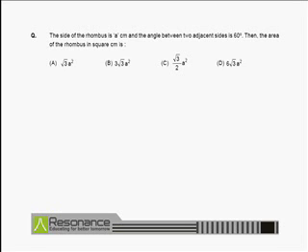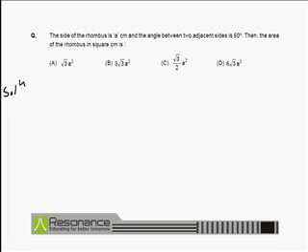Now it is given in the question: the side of a rhombus is a centimeter and the angle between the two adjacent sides is 60 degrees. Then the area of the rhombus in square centimeters is.